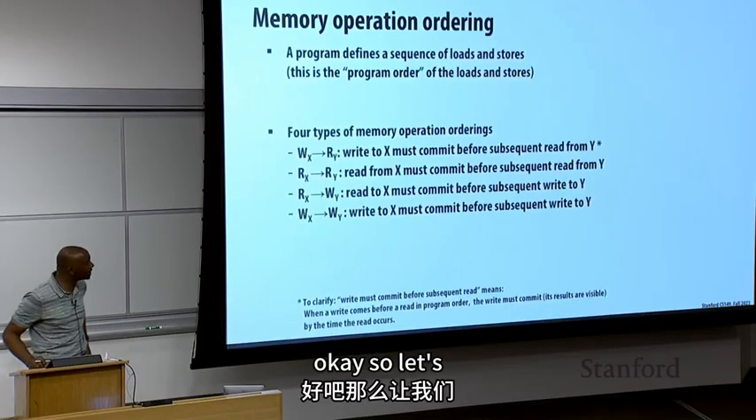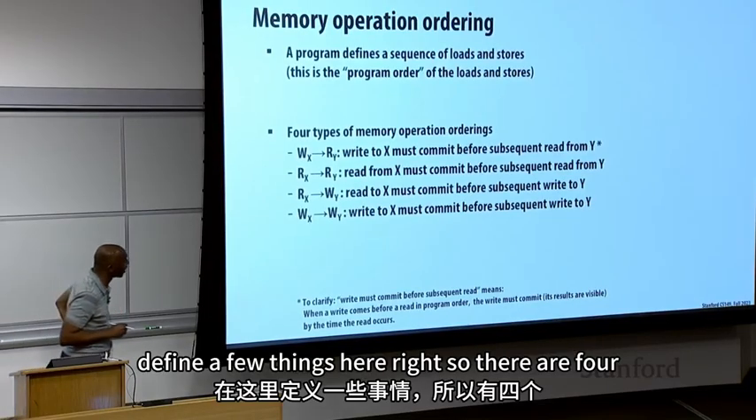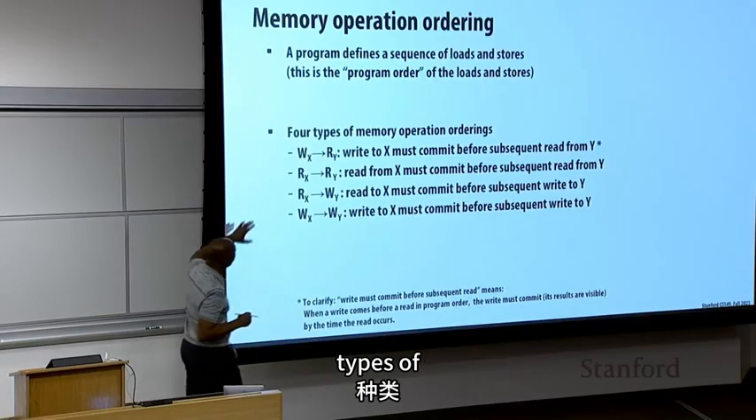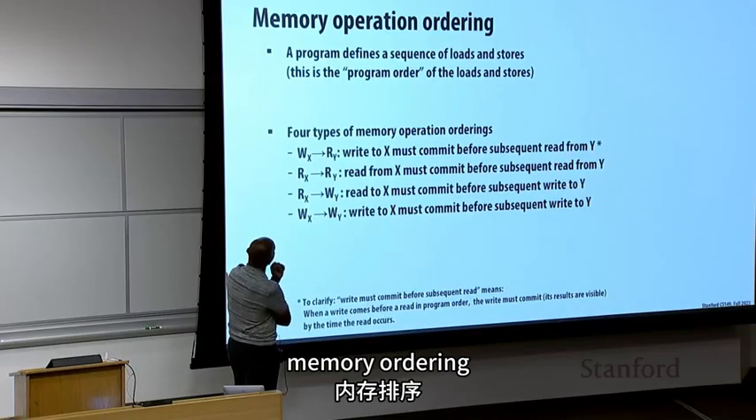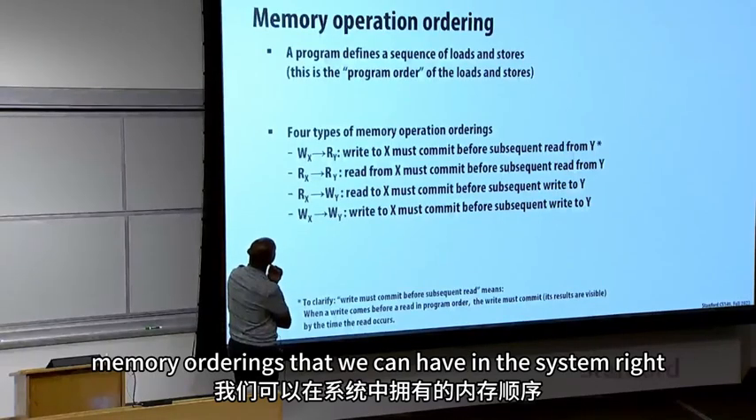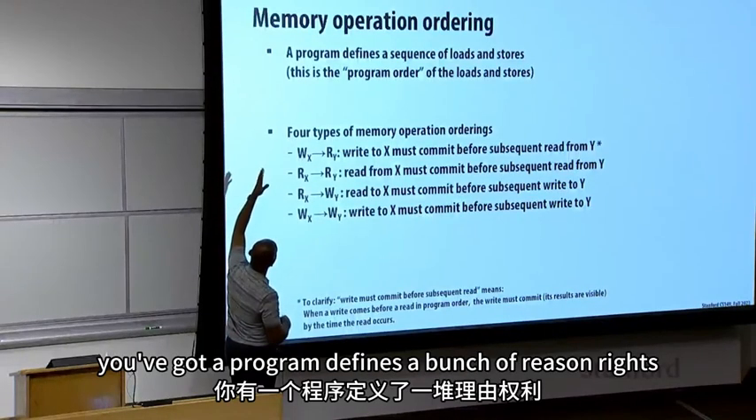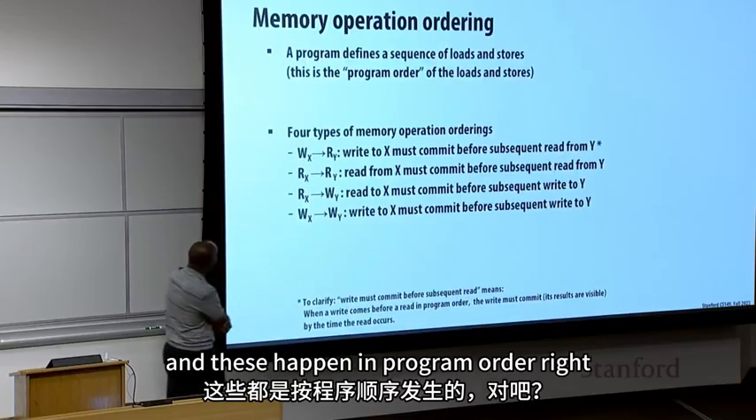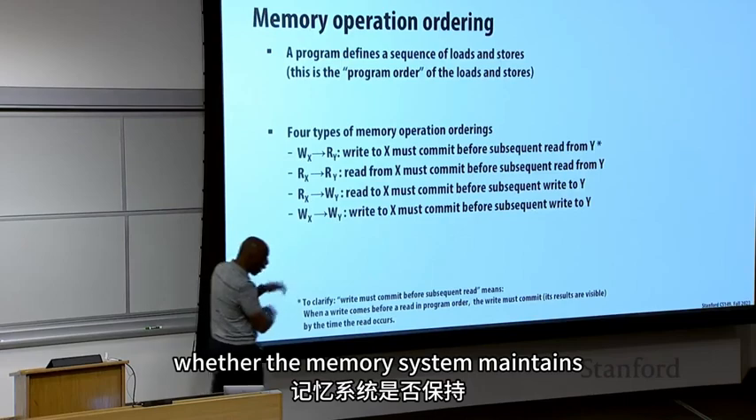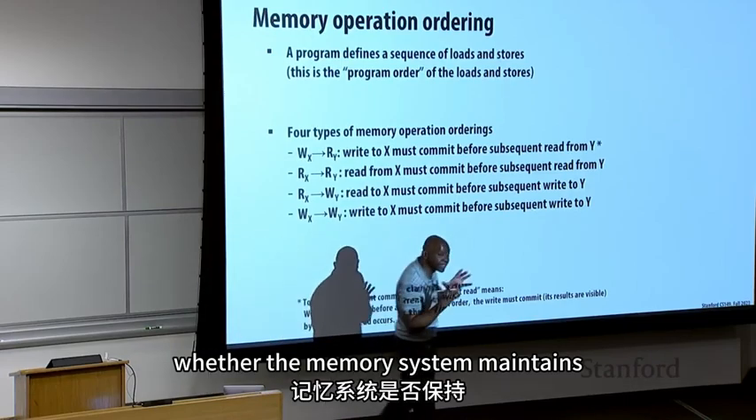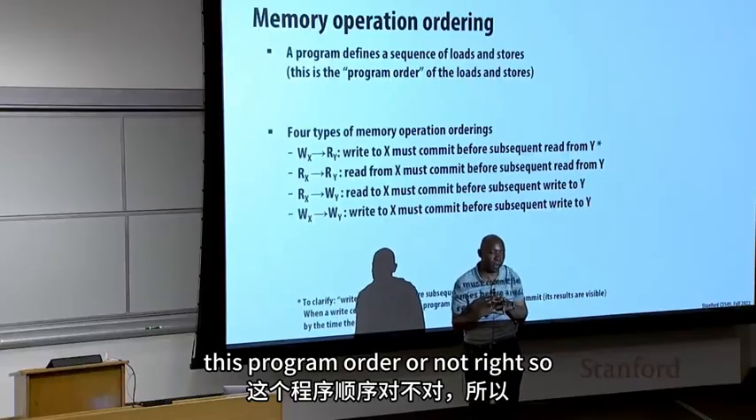Let's define a few things here. There are four types of memory orderings that we can have in the system. You've got a program that defines a bunch of reads and writes, loads and stores, and these happen in program order. The question is whether the memory system maintains this program order or not.